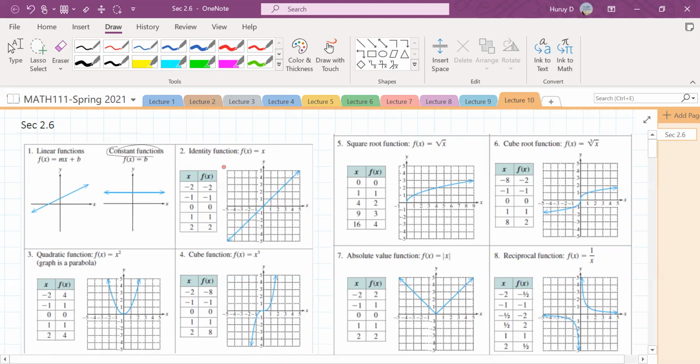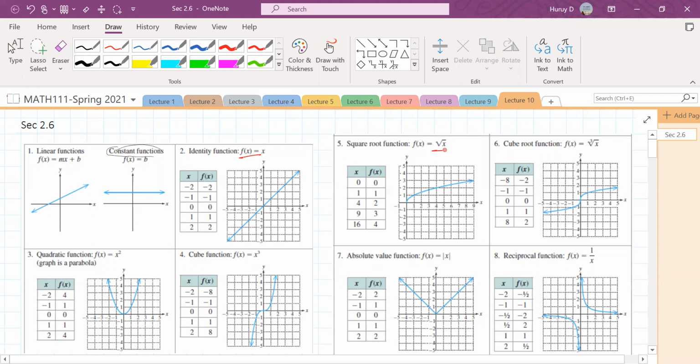Another function is, of course, the identity. Identity means that for every value, the value of y and the value of x are always the same. So as you can see, it's 45 degrees. If you look at this, it divides the plane into two equal half planes. Therefore, this is called the identity function.